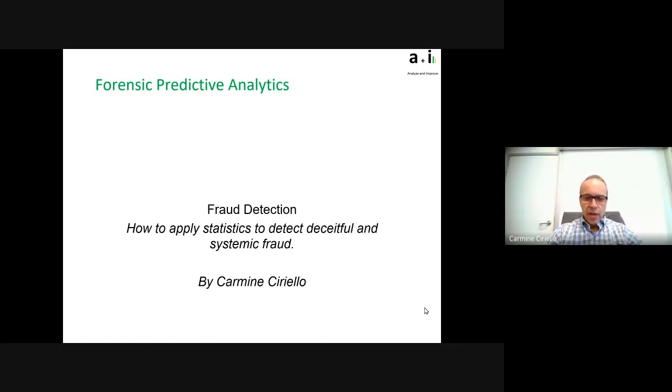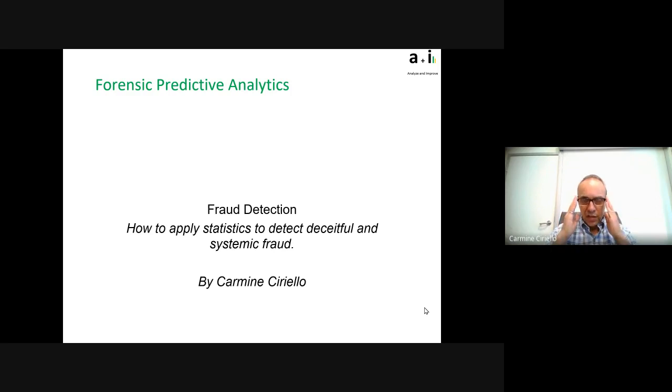Today's topic is about fraud detection and specifically how to apply some practical statistics to detect both deceitful and systemic fraud. So right off the bat, let's try and get some common understanding. What do I mean by deceitful and systemic?